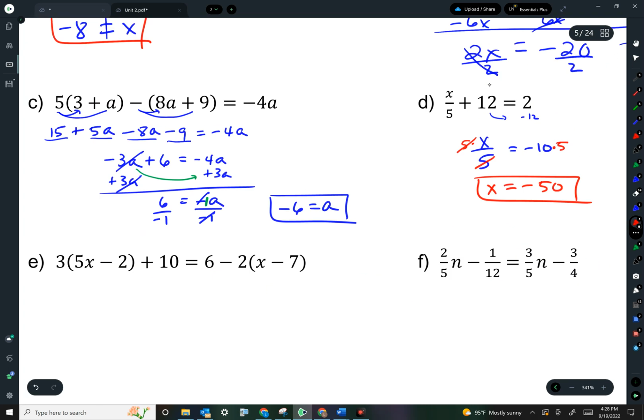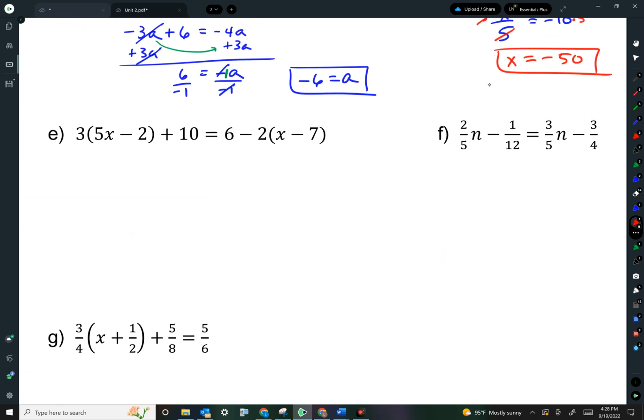All right, here's a big old problem. Look at letter E. We start by simplifying each side. That may take a couple steps. So on the left side, I'm going to go ahead and distribute the 3. So 15x minus 6. Bring down the plus 10. On the right side, I'm going to go ahead and distribute that negative 2.